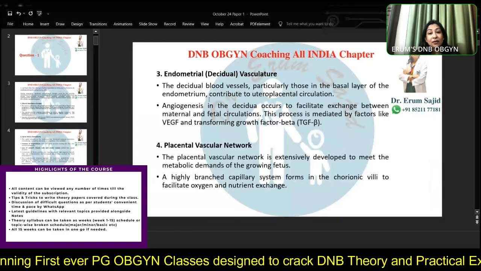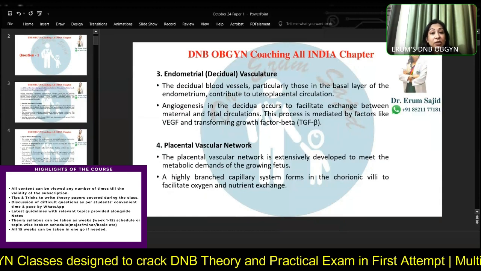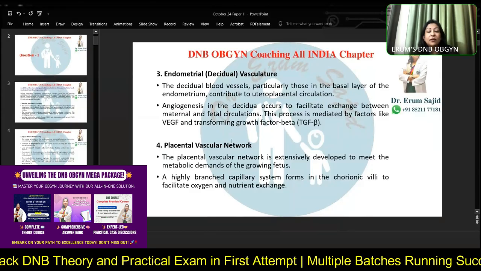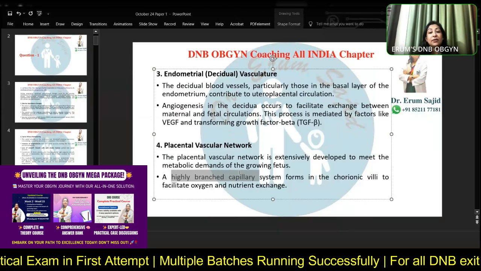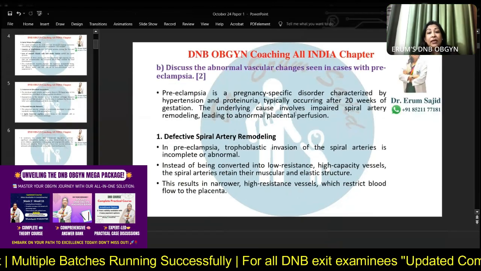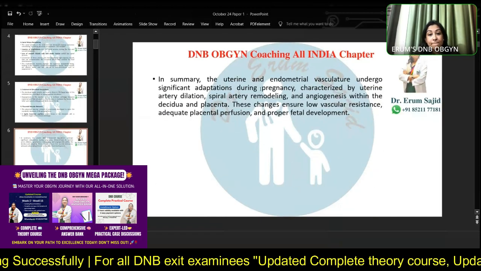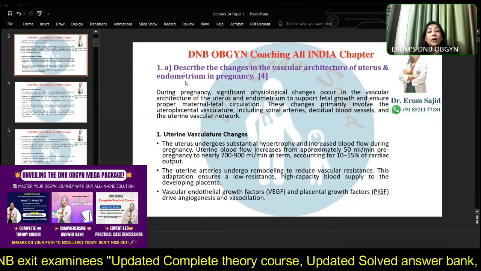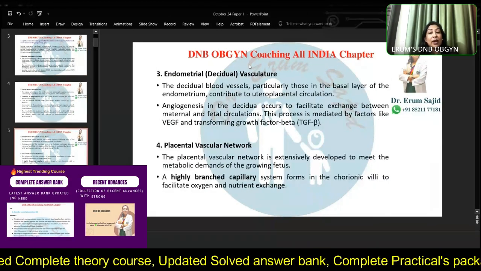Now what happens to the endometrial vasculature? Again, the same angiogenesis is there. You have more, rapid circulation, and these vessels develop a low resistance, high capacitance network. Of course, they are highly branched capillary systems, because of which you get more and more blood supply. So what happens to the endometrial blood vessels? This is what happens.